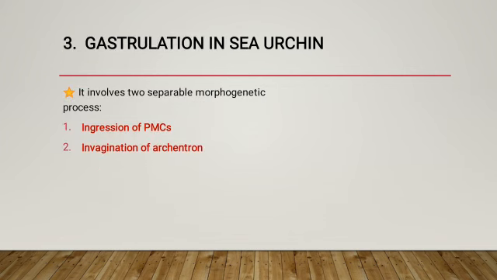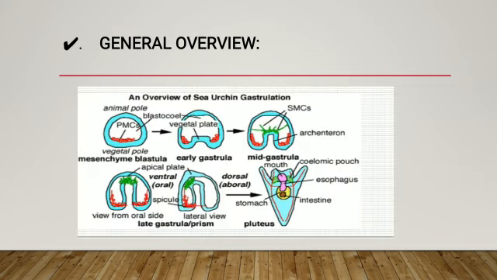Gastrulation in sea urchins. It involves two separable morphogenetic processes. Number 1, ingression of primary mesenchyme cells. Number 2, invagination of the archenteron.